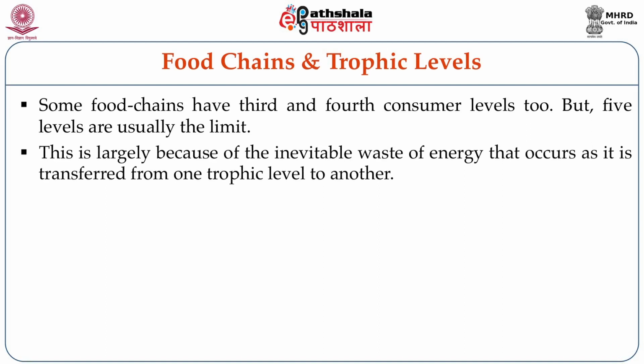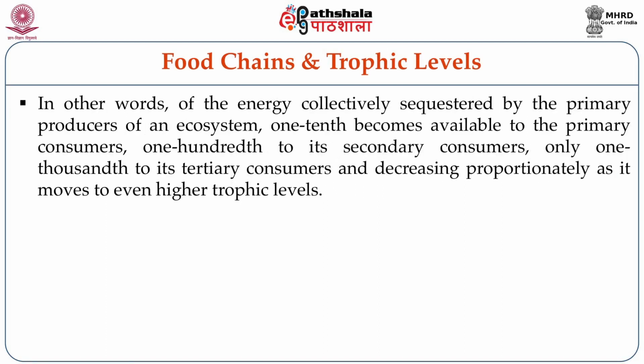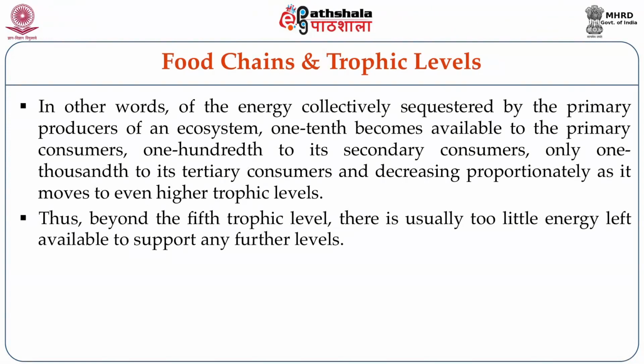This is largely because of the inevitable waste of energy that occurs as it is transferred from one trophic level to another. In other words, of the energy collectively sequestered by the primary producers of an ecosystem, 1/10 becomes available to the primary consumers, 1/100 to its secondary consumers, and 1/1000 to its tertiary consumers, decreasing proportionately as it moves to even higher trophic levels. Thus, beyond the fifth trophic level, there is usually too little energy left available to support any further levels.